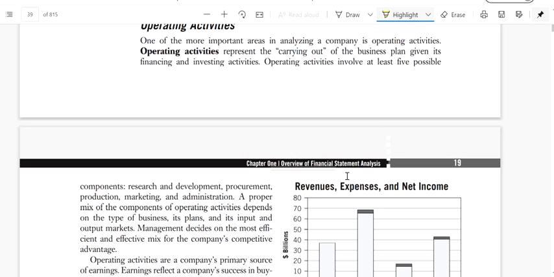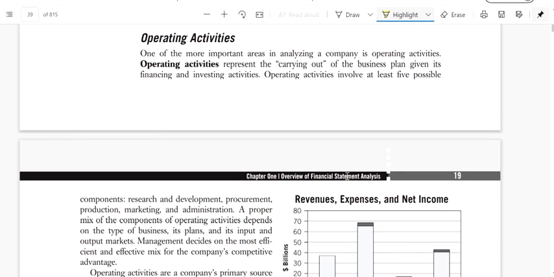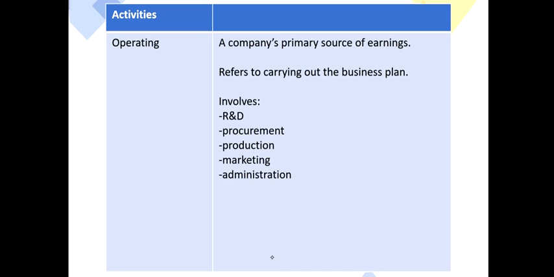So last ialah operating activities. Operating activities, apa yang you perlu tahu is this one. Operating activities is a company's primary source of earnings. It refers to carrying out the business plan. Okay, and it involves in research and development, procurement, production, marketing, and administration. Okay, so operating activities ni involve at least dalam 5 possible component ni sahaja. Itu je yang you all perlu tahu.